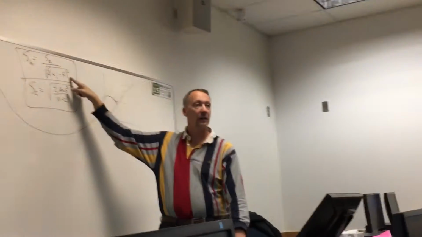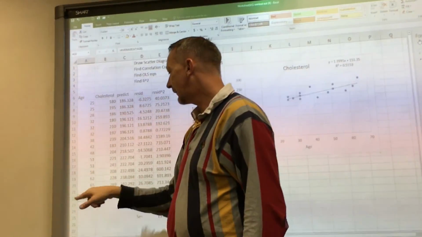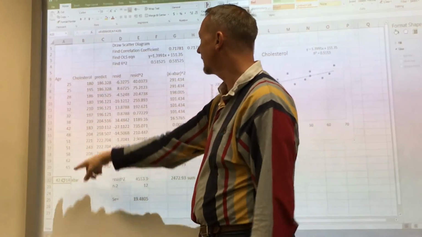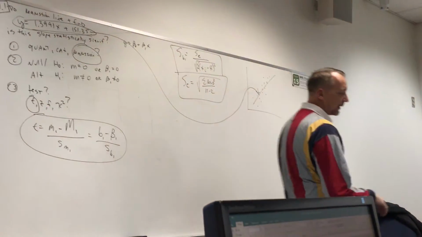Yes? What's x about? Sorry. Xi is your data. So I'm taking this 25-year-old male, I'm subtracting off the average age, which is 42, so that's 17, I'm squaring it, and I'm getting 291. Okay? All right.